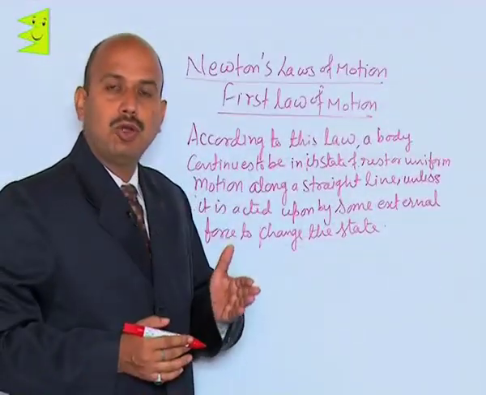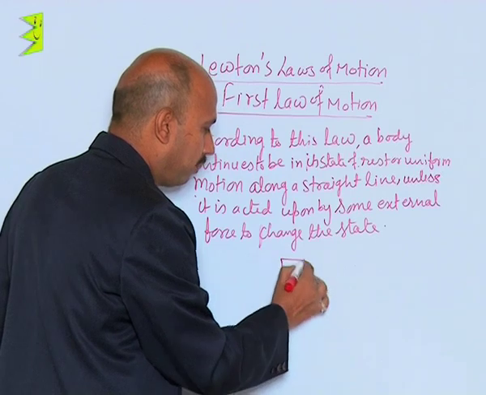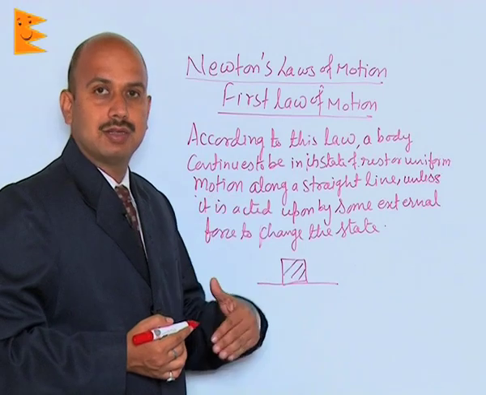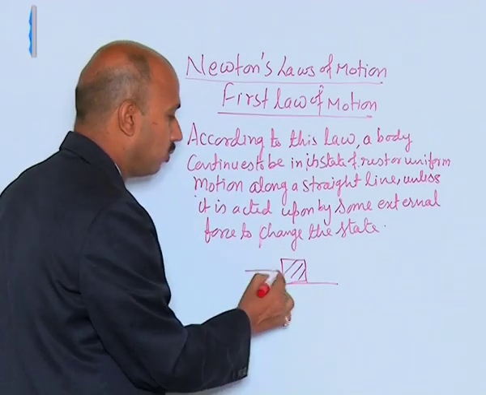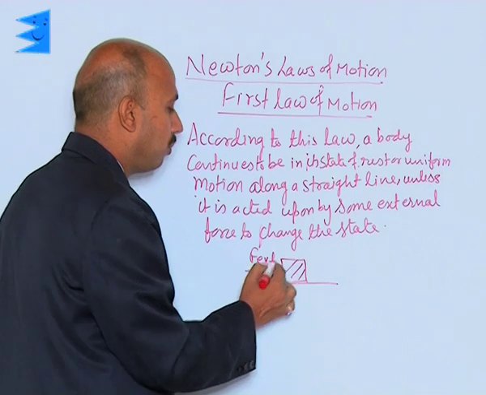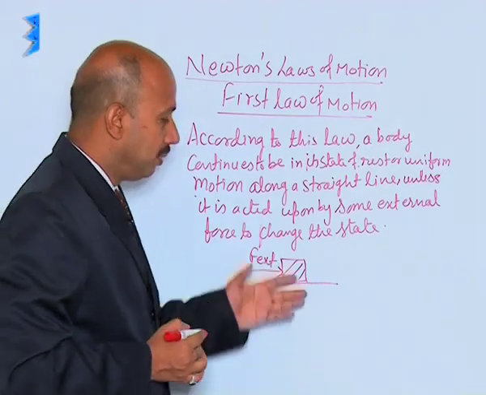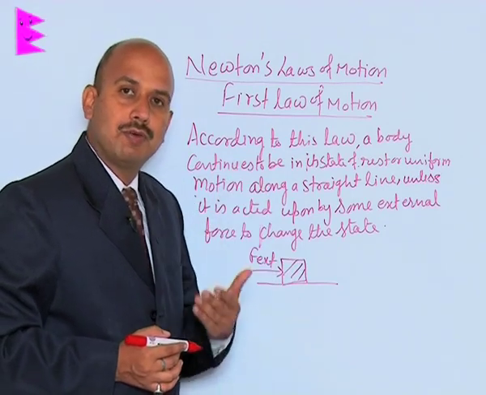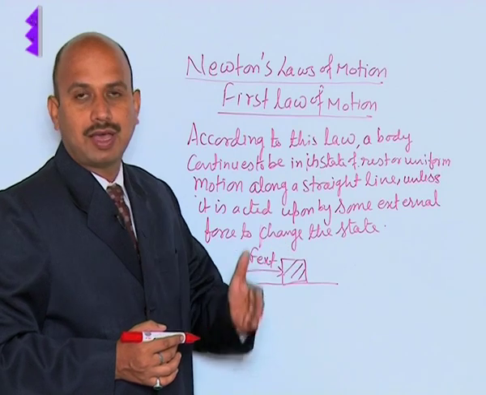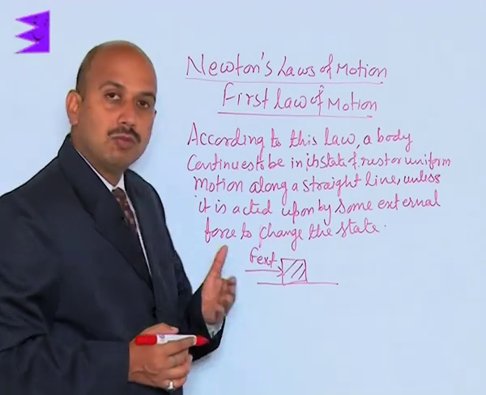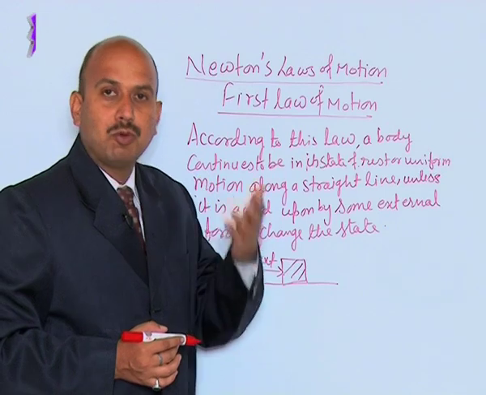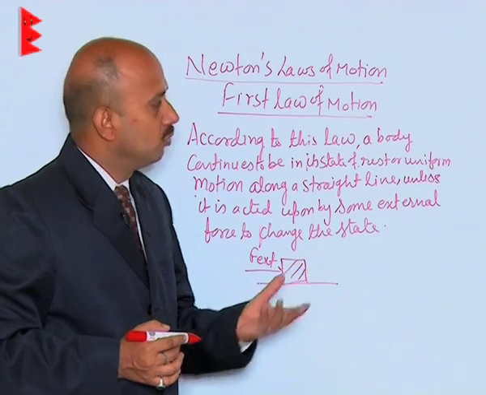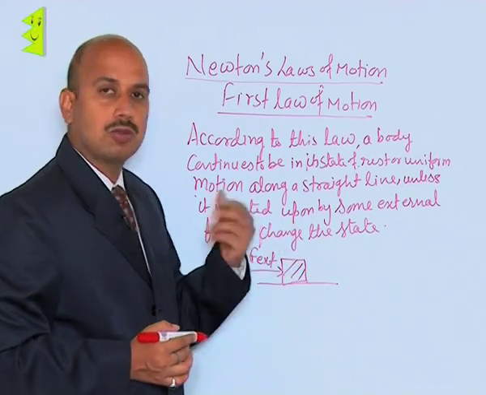It means if any body is at rest, suppose there is a body placed on the table like this. If it is at rest, it will remain at rest unless you apply any external force. If you are applying external force, the body may come into motion. Similarly, if the body is moving continuously, it will keep on moving with the uniform velocity unless any external force acts. Similarly, if the body is moving in one direction, it will keep on moving in one direction unless an external force is applied to change its direction. So, this is the first statement of Newton's first law of motion.